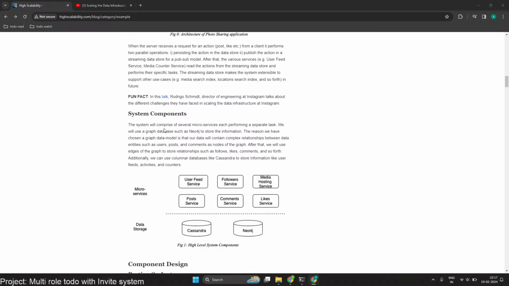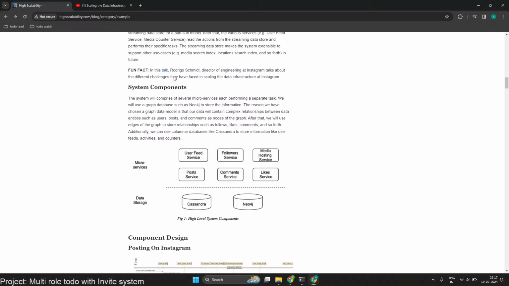The system will comprise several microservices, each performing a separate task. We will use a graph database such as Neo4j to store information. Neo4j is a graph database. The reason we chose graph data modeling is that our data will contain complex relations between data entities, such as users, posts and comments as nodes of the graph. After that, we will use edges of the graph to store relations such as followers, likes, comments, and so forth.